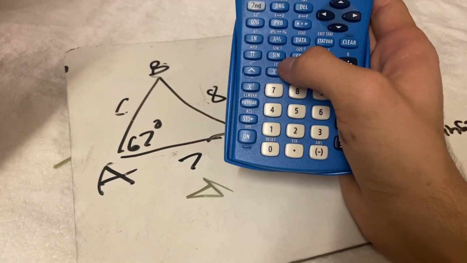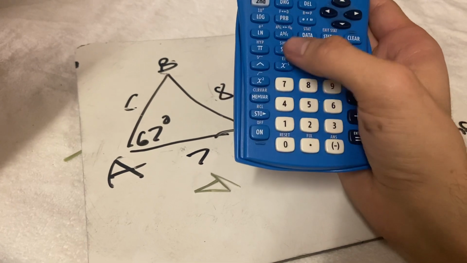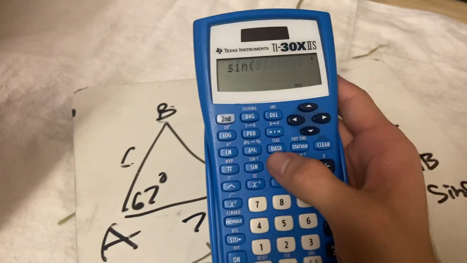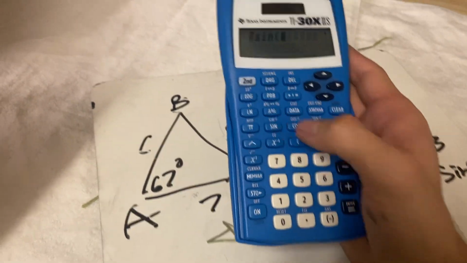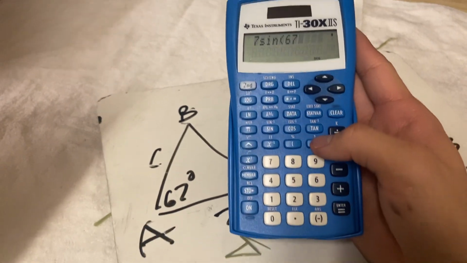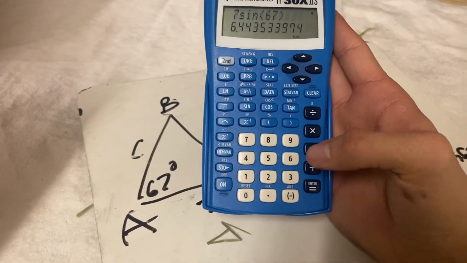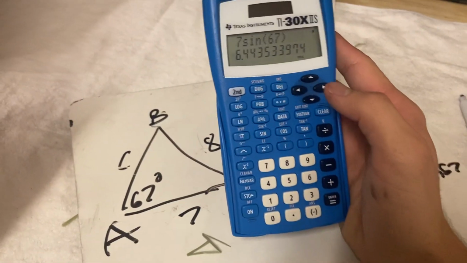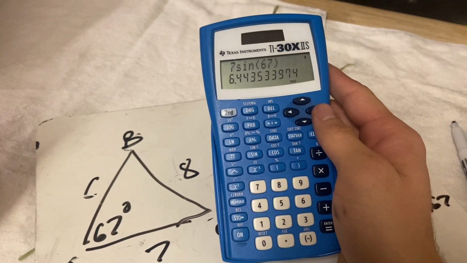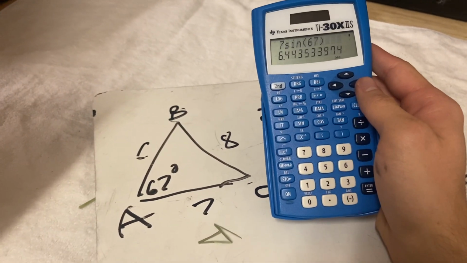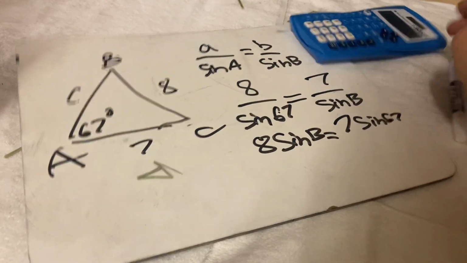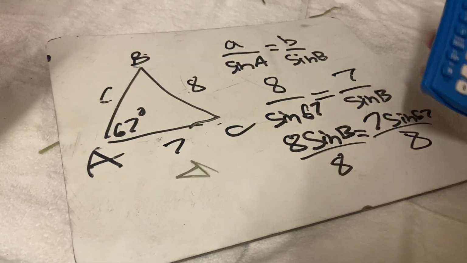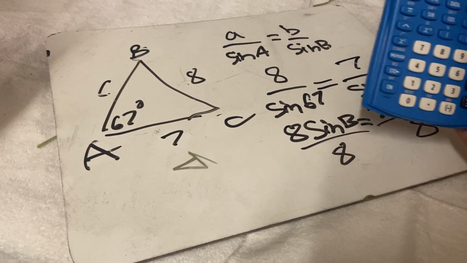And then the sine button is right here, the cosine and the tangent right there. But in this case, we're learning about the law of sines, so we're just going to use sine for the sake of this problem. So we're going to have 7 sine, and then 67 degrees. Just make sure you put the parentheses at the end. And that would be 6.44. Okay. We divide both sides by 8.